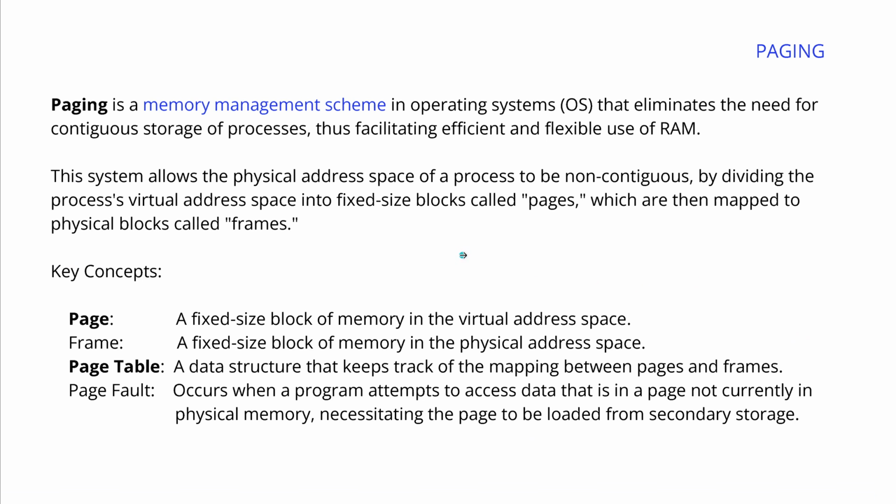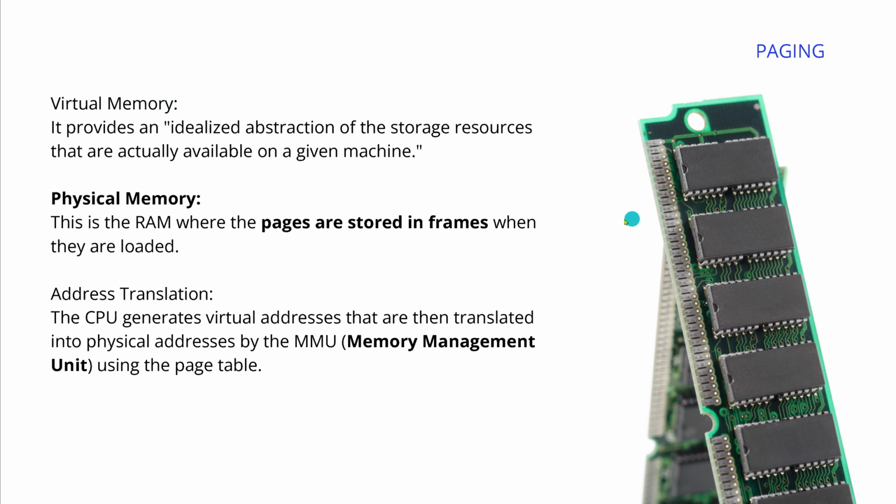Great. And I think the last term I want to show you is paging. We are talking about operating systems. We are talking about the current memory management scheme in operating systems that eliminates the need for continuous storage of processes, so for a flexible use of RAM. And over the years and decades, we have fixed-size blocks we call pages, and they are then mapped to physical blocks we call frames. And if you're familiar with this, we have the key concepts of page, frame, page table, and page fault. And coming back to the memory, you have your virtual memory, but the physical memory, in our case of a PC analogon, is the RAM. Here is where the pages are stored in frames when they are loaded. And for the translation, the CPU generates the virtual addresses that are then translated into the physical addresses by our memory management unit using the already mentioned page table.